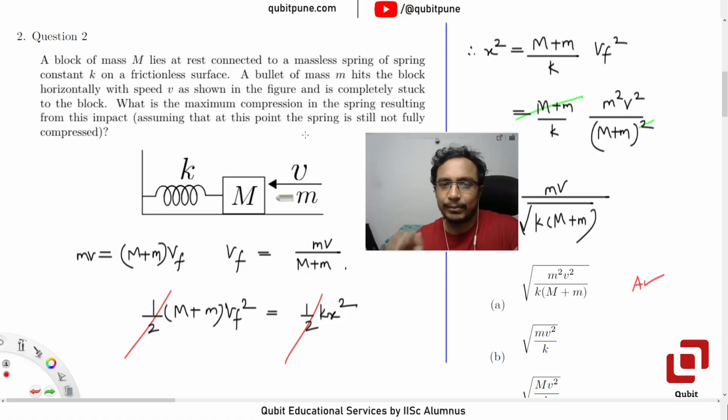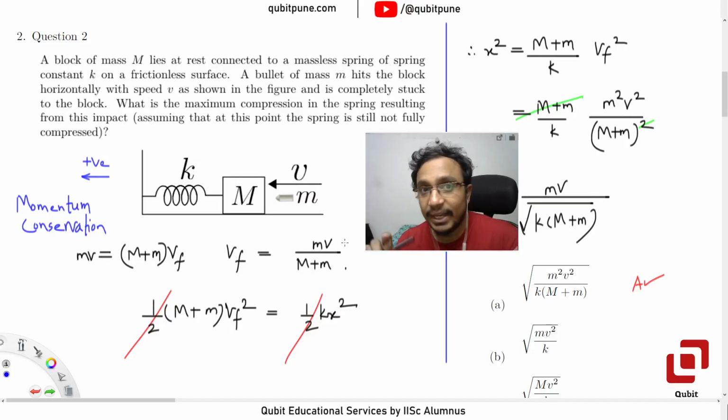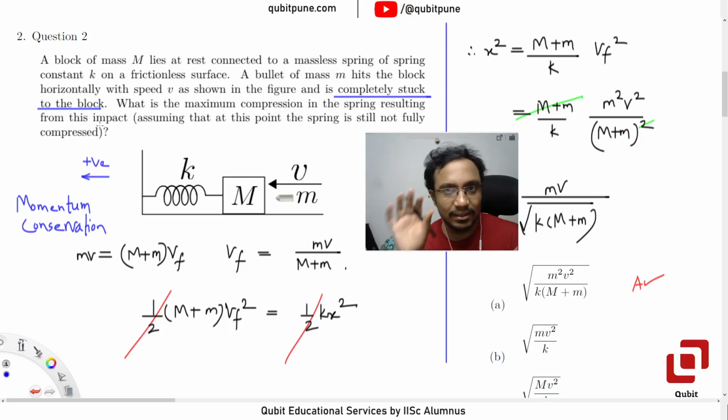तो यहाँ पे एक ही चीज़ आपको यूज़ करनी है, वो है मोमेंटम कंजर्वेशन. Considering this to be the positive direction, okay, initial momentum is mv, ये initial momentum है, final momentum is m plus m into vf, final velocity. Get the final velocity from that. अभी एक बार collision होने के बाद ये perfectly inelastic collision है ना, completely stuck, तो perfectly inelastic collision. तो उसके बाद that system will move as a single block.